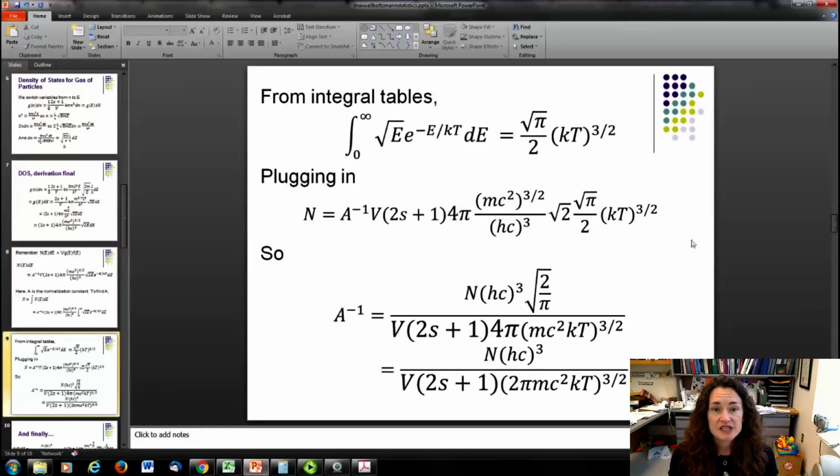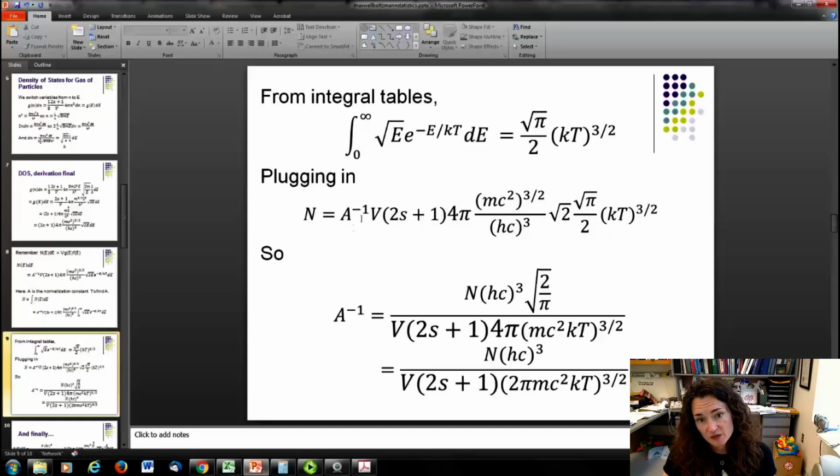All right, now from the tables, I can perform this integration, 0 to infinity, root E, e to the minus E over kT dE. When I do that from the tables, I get root pi over 2 times kT to the 3/2. You can look that up, perform the integration on your own, and prove it to yourself if you like, but that's what doing that integration will give you. Now, if I plug in for that, then I get this expression here.